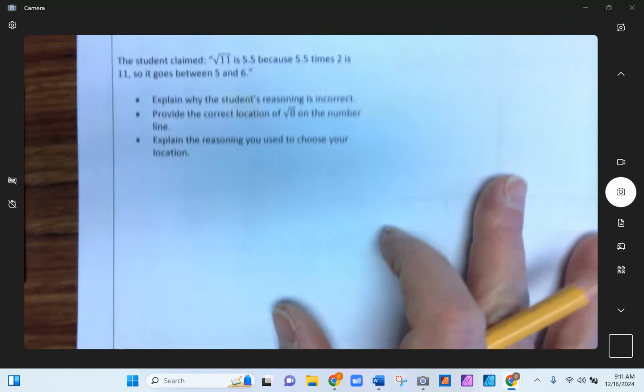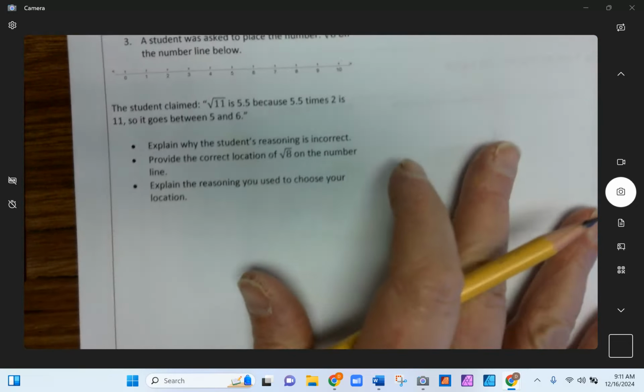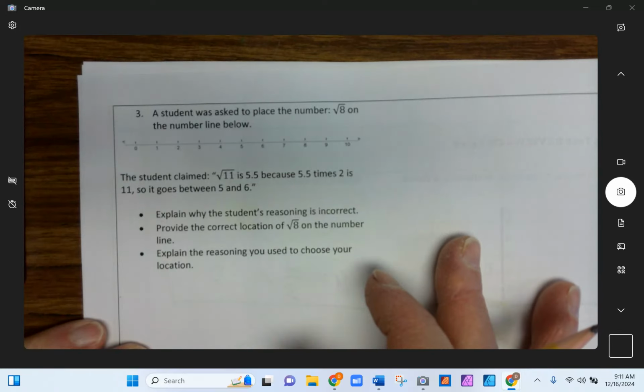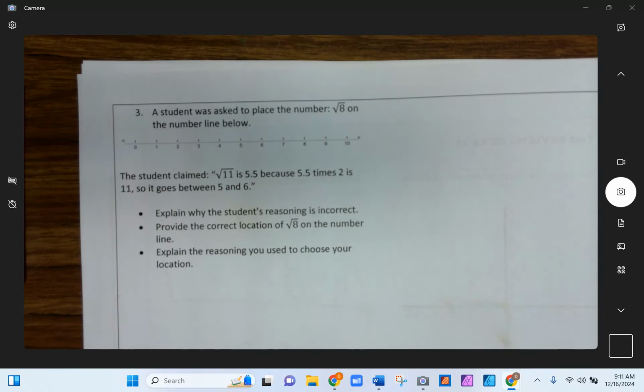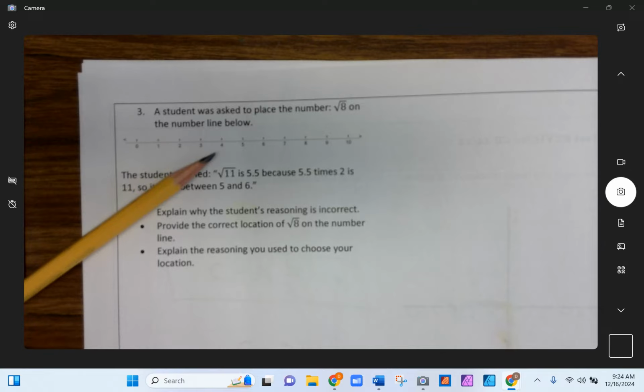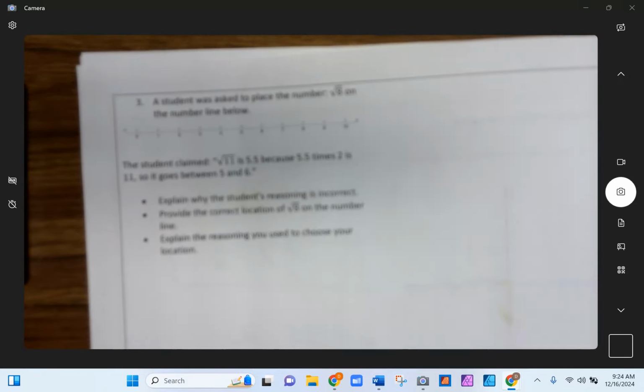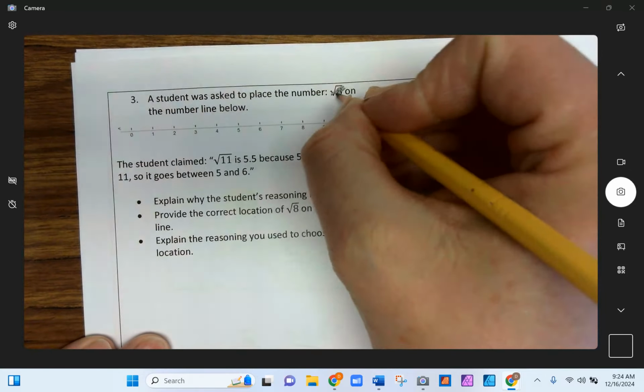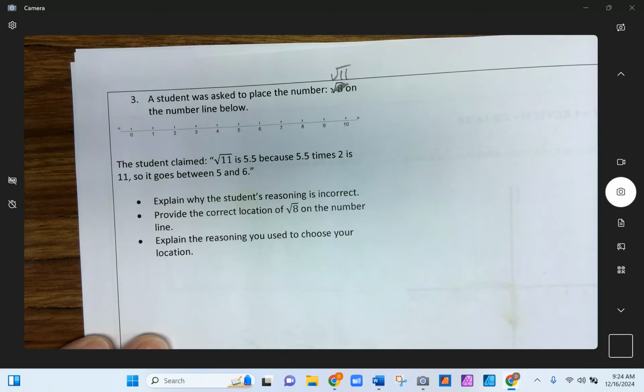Student was asked to place the number square root of 8 on the number line below. Student claimed, oh shoot, hold on here, give me a sec. I'm gonna have to pause here, my bad. Back to it, guys. We're actually good. A slight typo. This should be square root of 11.